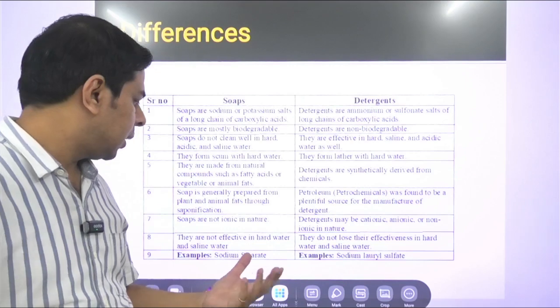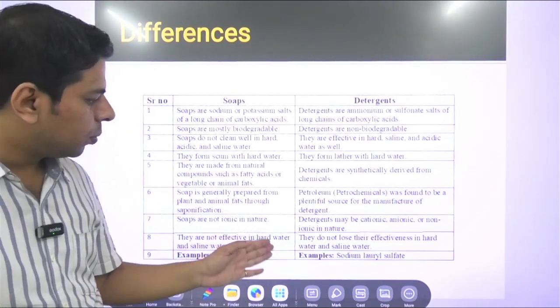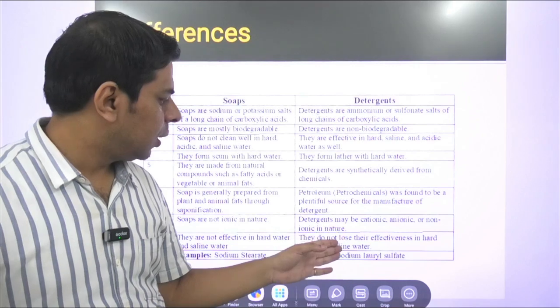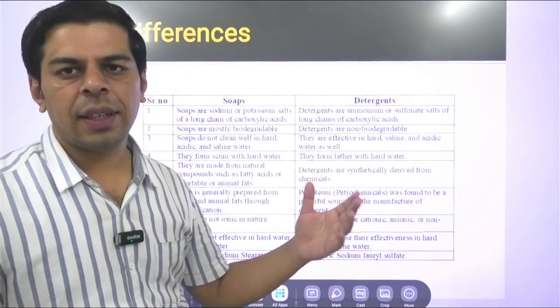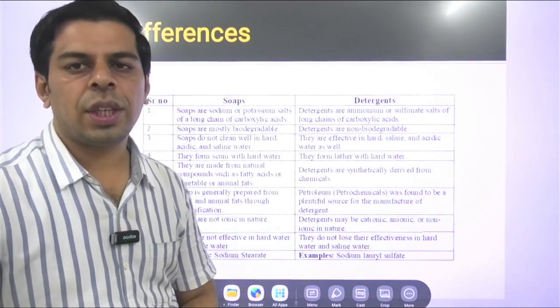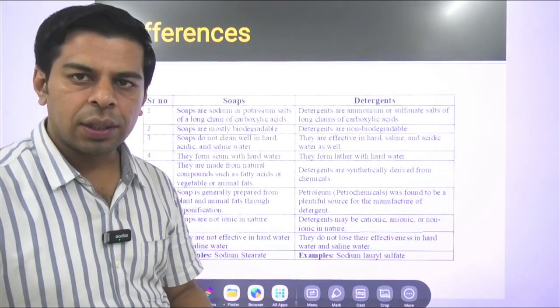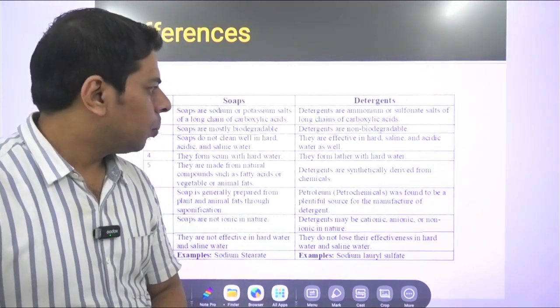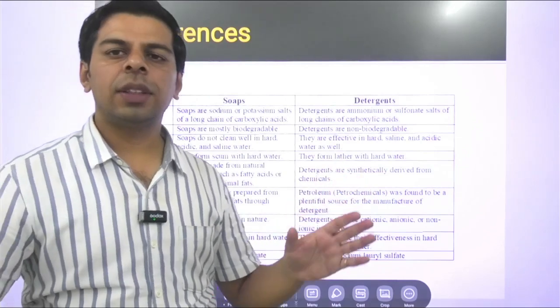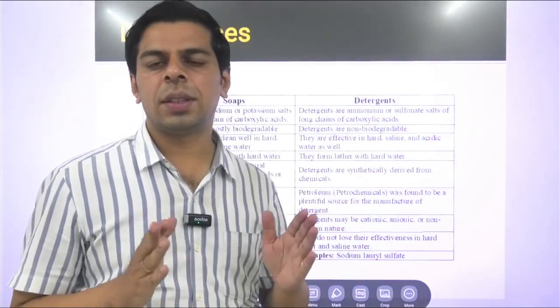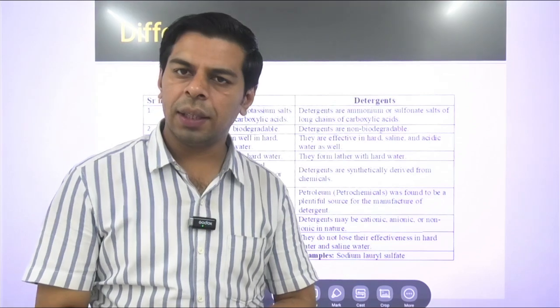And finally, there is an example part. Sodium stearate can be a typical example of a common soap, whereas for detergents, sodium lauryl sulfate, or anything related to long chains of sulfonates or sulfates, are detergents, anionic or cationic. So make sure this difference part is clear for you, because this is one of the parts in which a question can easily be framed.